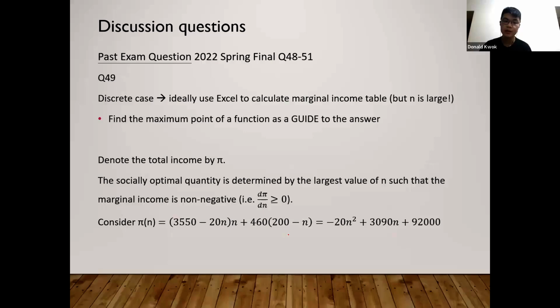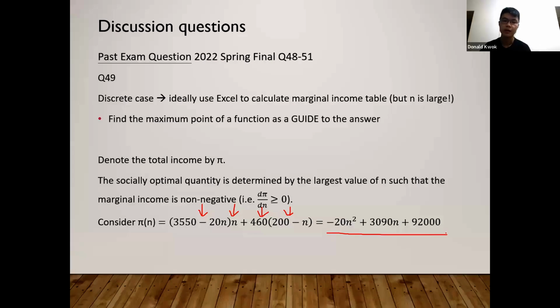Okay, so if we can express the total income function, then we can just find the maximum point to solve the problem. So how can we find the total income function? It would be the price per tree multiplied by the number of villagers who cut down trees, plus the income from village work multiplied by the remaining villagers who go to village work. Okay, so this is the total income. And after some simplification, we have the total income function to be this expression. And it's a quadratic function. This is why we can find the maximum point to solve the problem.